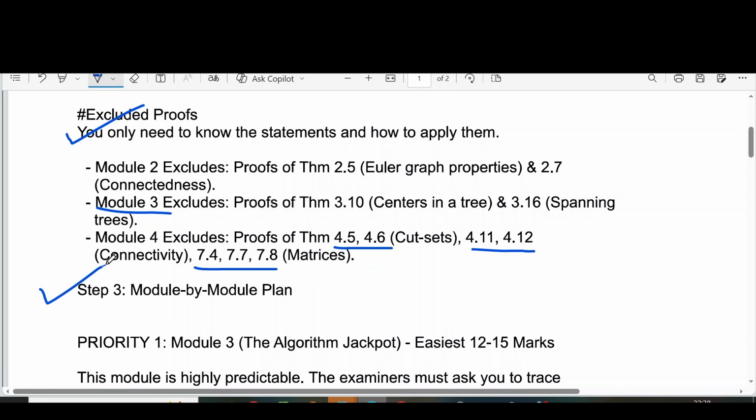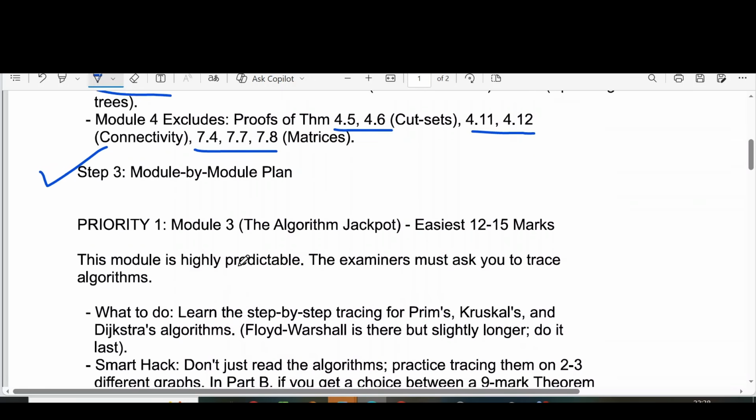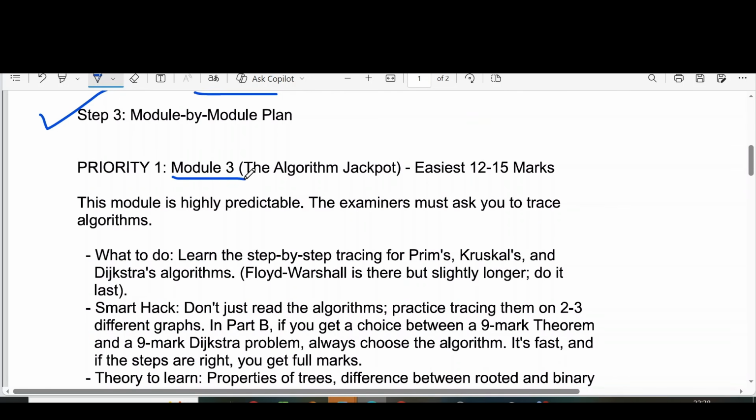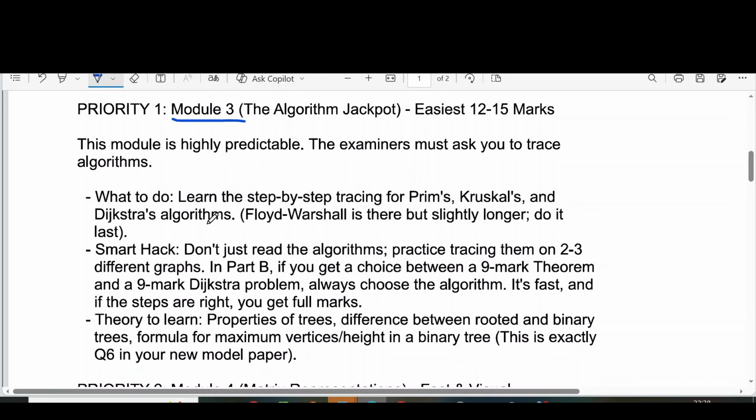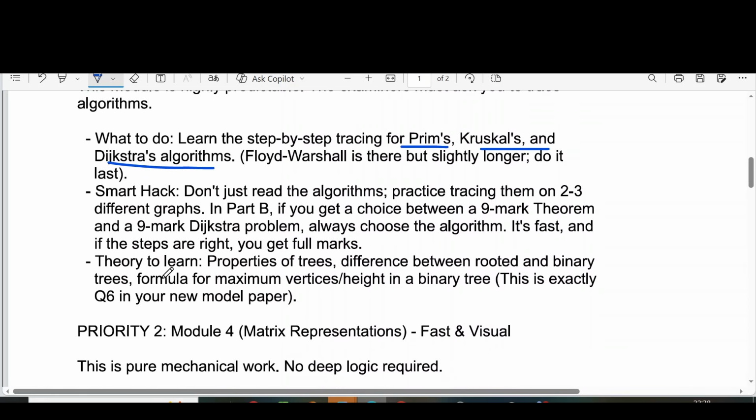Now we can see the module by module plan. First priority is for module 3. Coming to the questions, learn the step-by-step tracing for Prim's, Kruskal's and Dijkstra's algorithms. Then the theory questions from this are properties of trees, difference between rooted and binary trees, formula for maximum vertices or height in a binary tree.